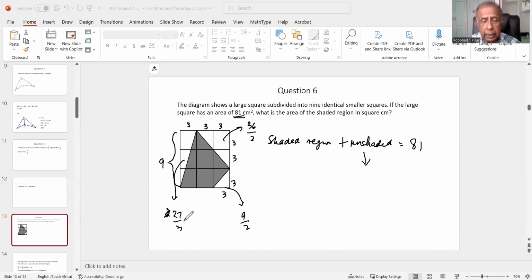Okay. So if you add these unshaded, you got 29 plus 27 plus 9 is 36 over 2, that's 18. And here you got another 18, which is 36. And this is 9, which is 45. So the unshaded region is 45. So therefore the shaded will have to be 36. Right? It's 81 minus 45.